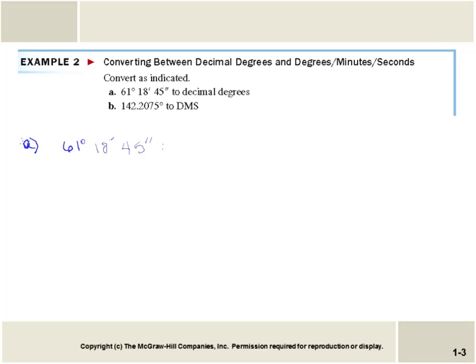What we want to do is make it decimal. So 61 degrees is going to be 61 degrees. In the end, I want to say 61 point something, so I don't have to convert the 61. 61 degrees is always going to be 61 degrees. But what we're going to do is take the 18 minutes, and whenever I do conversions, I want to use dimensional analysis.